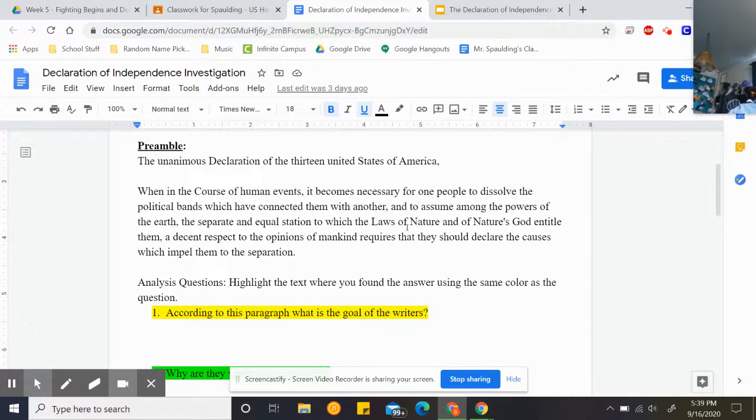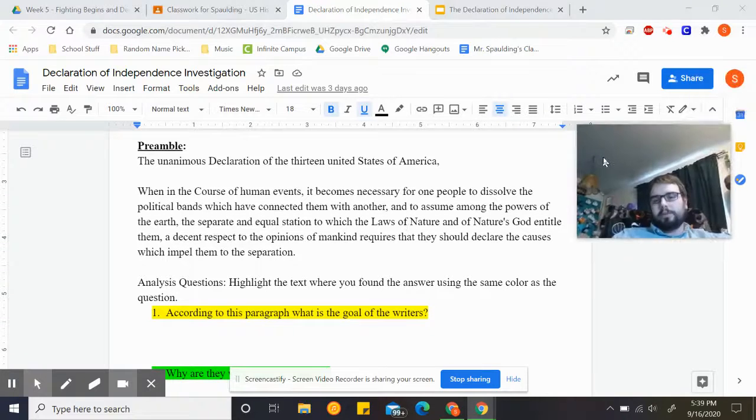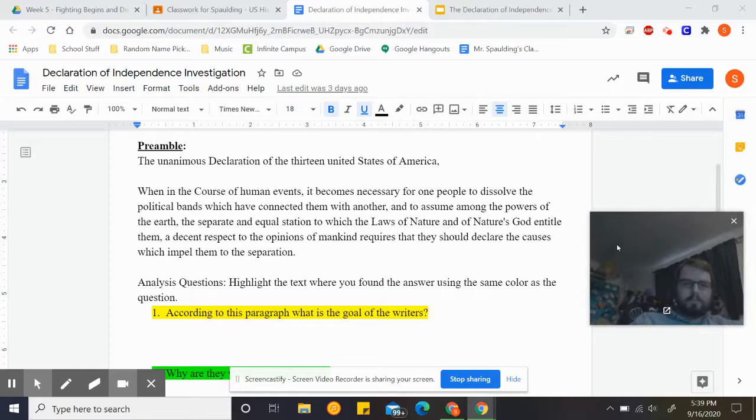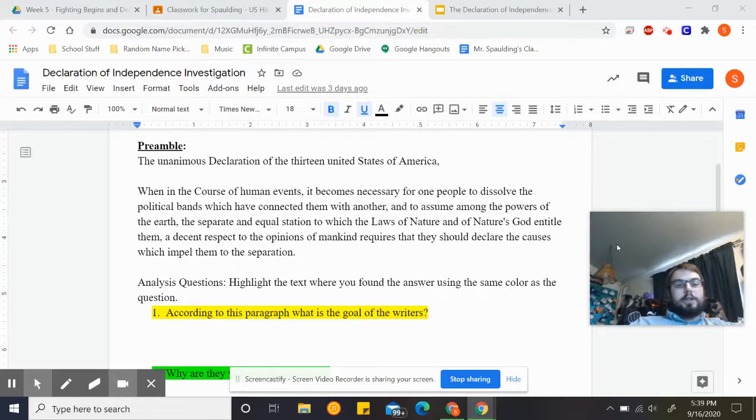Let's read through the preamble. The unanimous declaration of the 13 United States of America. When in the course of human events it becomes necessary for one people to dissolve the political bands which have connected them with another, and to assume among the powers of the earth the separate and equal station to which the laws of nature and nature's God entitle them, a decent respect to the opinions of mankind requires that they should declare the causes which impel them to the separation.